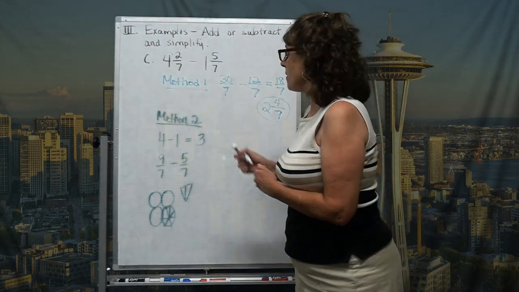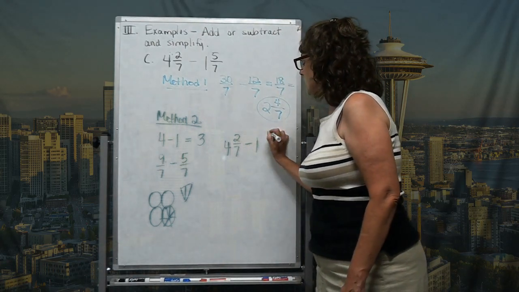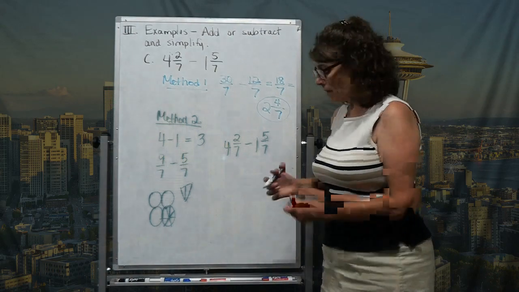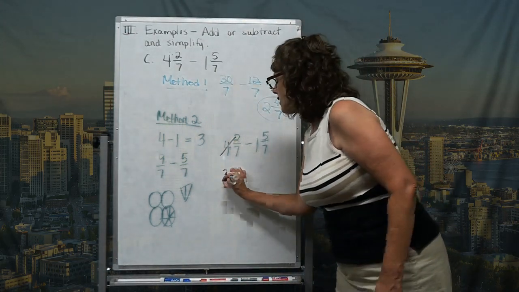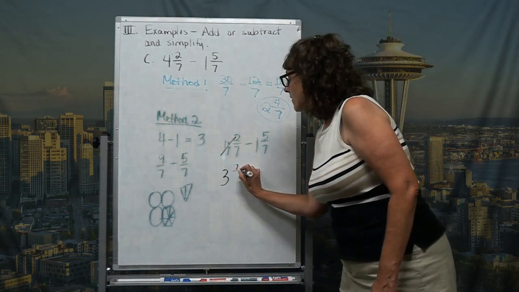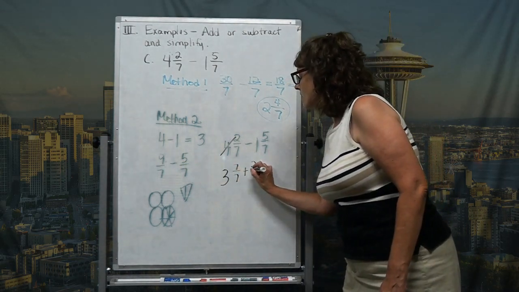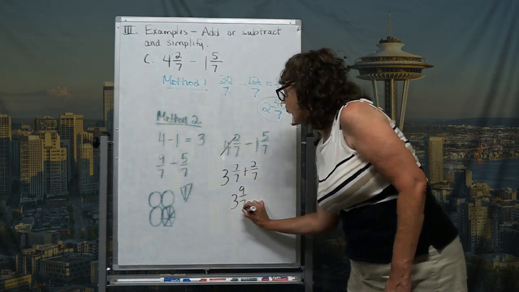So I'm going to borrow from that 4. Let's write it down here. 4 and 2/7 minus 1 and 5/7. I'm going to borrow from this 4, turn it into 3, but remember I'm borrowing 7/7. So when I take that 7/7 and add it to the 2/7, that gives me 3 and 9/7.